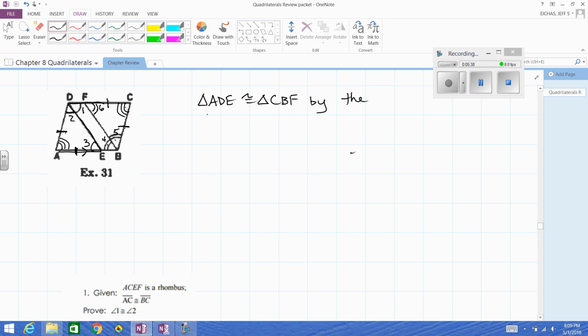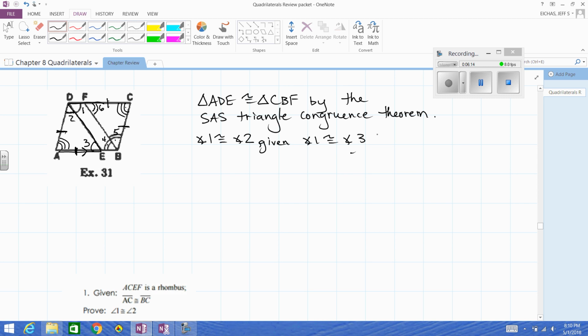Okay, by the side angle side triangle congruence theorem. Now I'll run through that again. That was a lot. Okay, so I numbered them. All right, what we're going to say is angle 1 is congruent to angle 2. That looked like it was given, actually. Looks like it was given. Angle 2, no, angle 1 is congruent to angle 3 by alternate interior angles theorem.